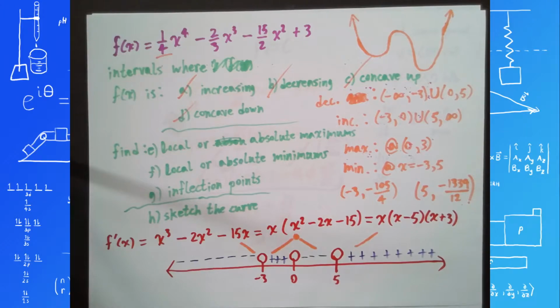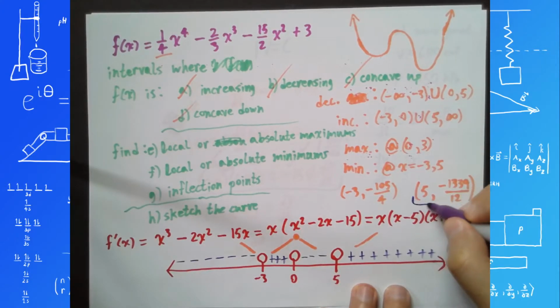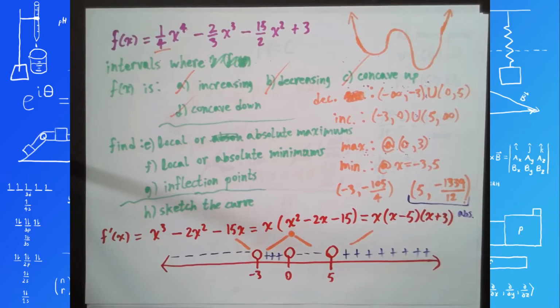Okay, so that takes care of maximums and minimums, and it looks like we don't have an absolute maximum, but we do have an absolute minimum at (5, -1339/12).